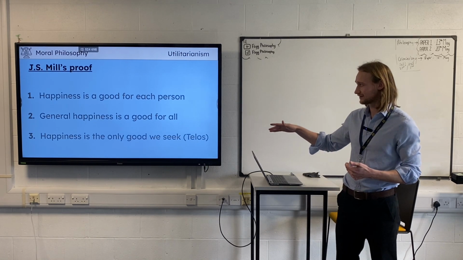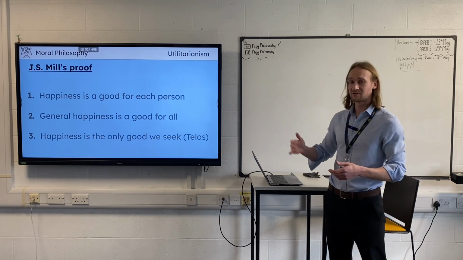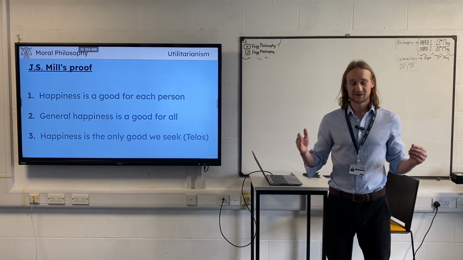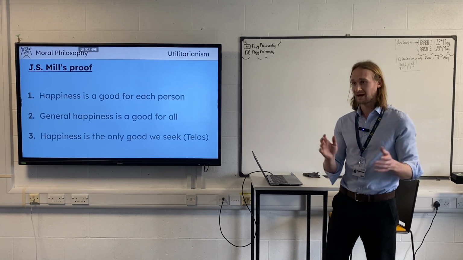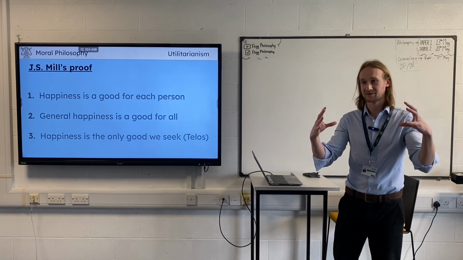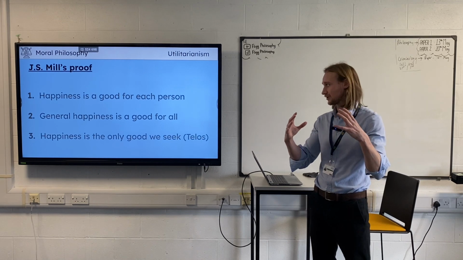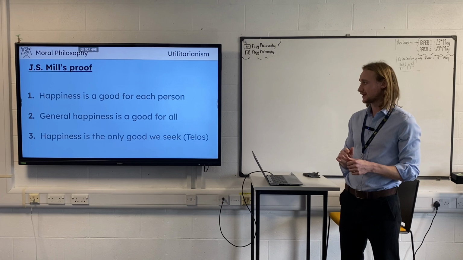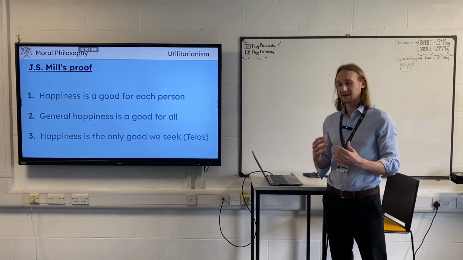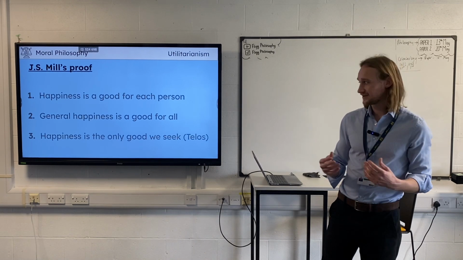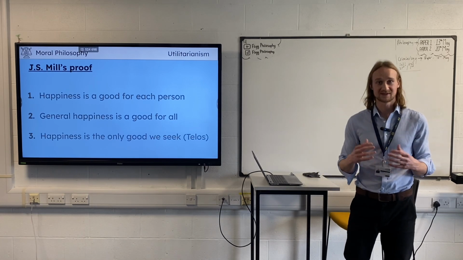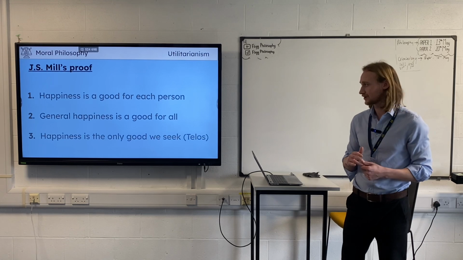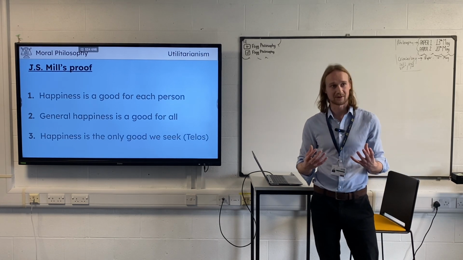And then he takes a step from that to state that, well, general happiness then must also be a good for all. Because if each individual wants to be happy, then surely the general happiness is what we should all have, what we should all seek. And then the third step is just to make it clear that happiness is the only good we seek. It is our telos, our chief good, the end of what we do. There is no means to anything else where it comes to happiness. Happiness is the end.